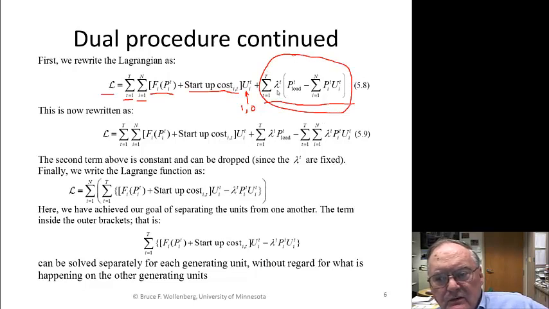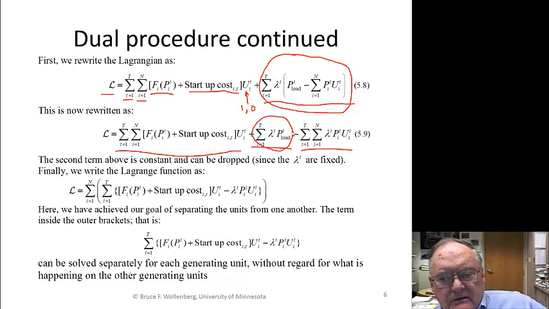I've got two things that I can break up. So I'm going to keep this part the same, and I'm going to break up and bring out lambda t times P load right here, and then I'm going to say minus the sum over the time steps and over the units of lambda t, p, u. Now, the second term is a constant. As far as we're concerned, it's a constant. We can't do anything about it, and we're just going to drop it, since the lambda t's are going to be fixed as we close in on the problem. It doesn't play any part.